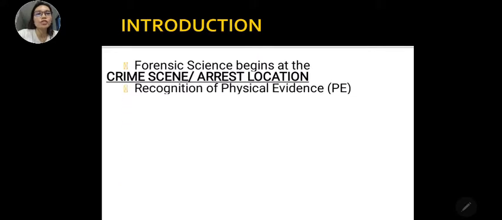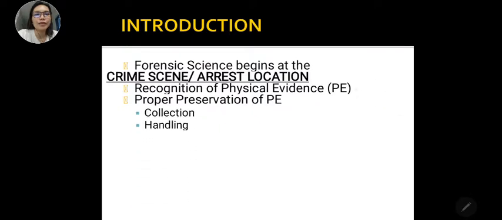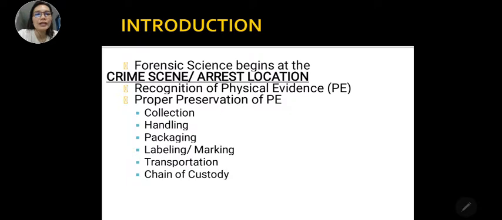There is where the recognition of physical evidence, proper preservation of physical evidence, collection, handling, packaging, labeling, and marking, transportation, and the chain of custody. This all happens in the crime scene. And during the collection, handling, packaging, labeling, transportation, and chain of custody, we have to always ensure the proper preservation of the physical evidence. We will know later what that is for.